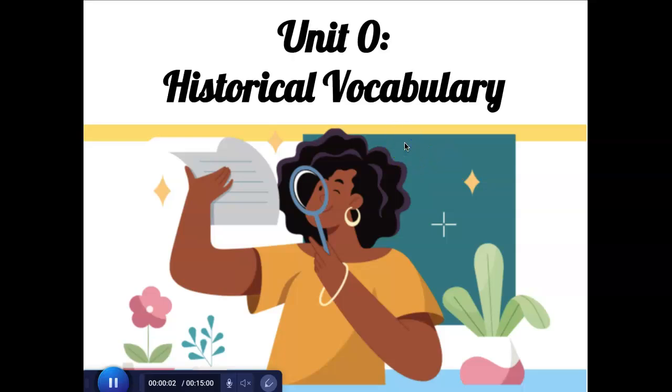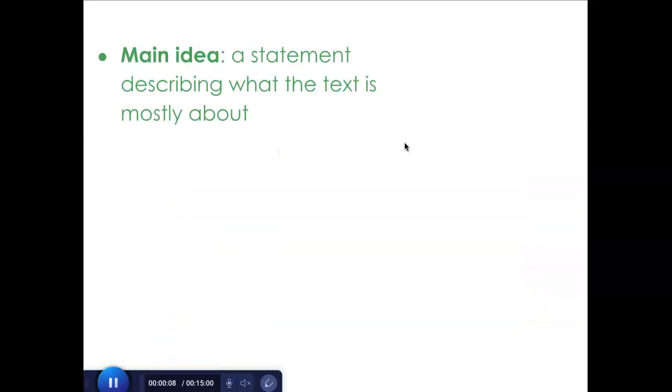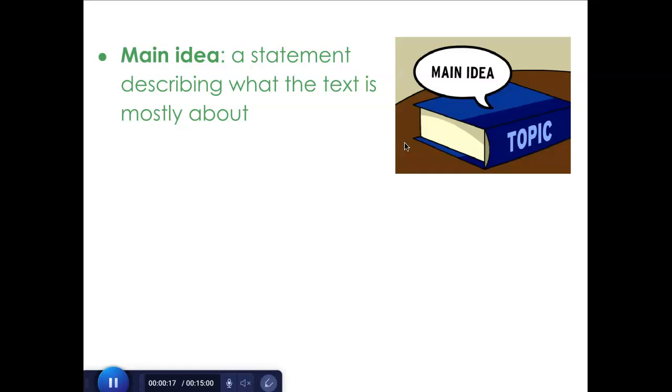So now we are ready to talk about part 2 for your Unit 0 historical vocabulary. So your next word is main idea. This is a statement describing what the text is mostly about. So the text is going to have a topic, right? So topic is going to tell you what the text is about, right?